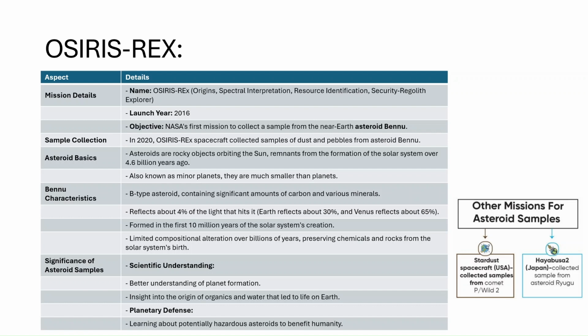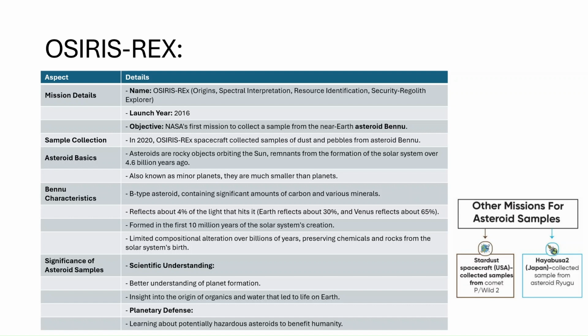Next topic is on the return of NASA's OSIRIS-REx mission, and this sample capsule carrying the precious cargo from the asteroid Bennu has successfully landed on Earth. Firstly, what is OSIRIS-REx? Well, it stands for Origins, Spectral Interpretation, Resource Identification, Security, Regolith Explorer. Launched by NASA in 2016, it marks NASA's first mission to collect a sample from the near-Earth asteroid Bennu.